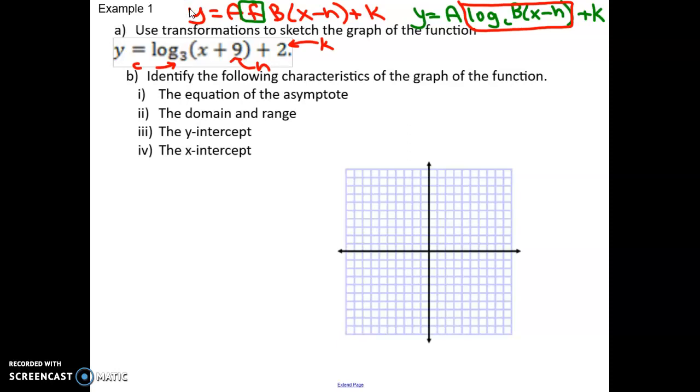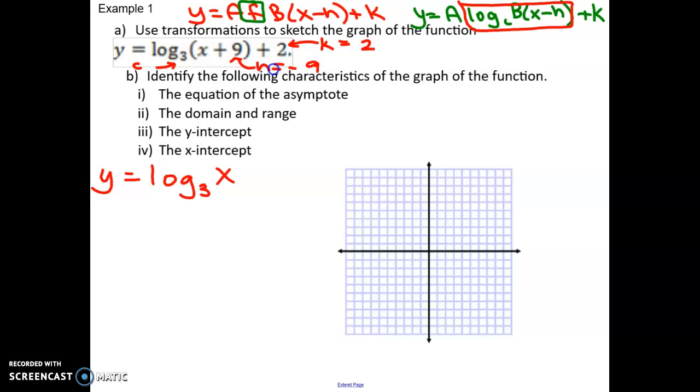So in this example, we have a base of 3, an h value of minus 9, be careful with your signs, and a k value of positive 2. So I know that the function I'm starting with is going to move 9 units to the left and 2 units up. Now, in order for us to do that, we need to figure out what our base function is. So remember that in this case, our base function would be log x with a base of 3. So if there was no h and no k, we'd only be left with our base function.